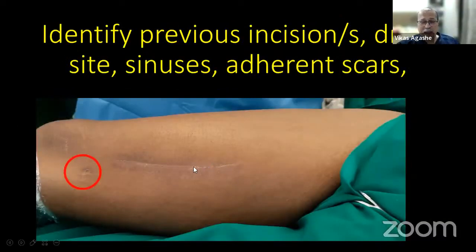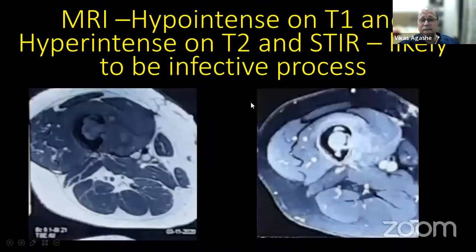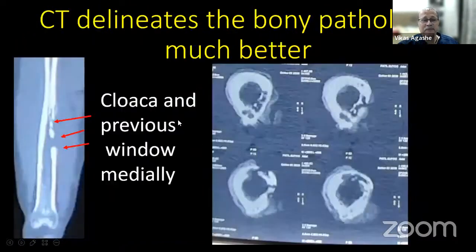Now one has to identify the previous incision and most important the drain. Very often the drain also will have a focus of infection. So the incision, now here we repeated the MRI. You can see the process has increased significantly. There is a large abscess on the medial side. The CT shows these abscesses very well. And there is a cloaca on the medial side.